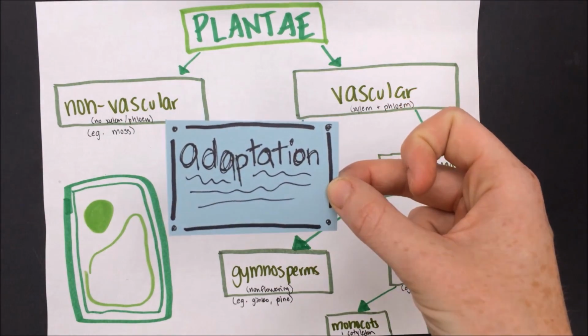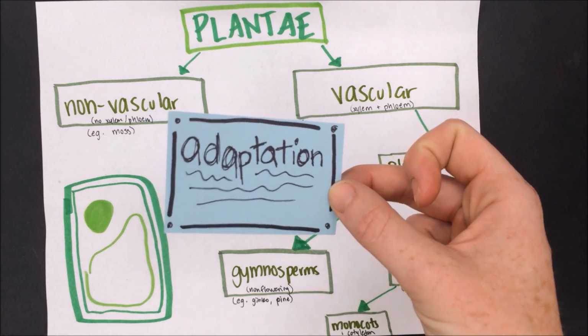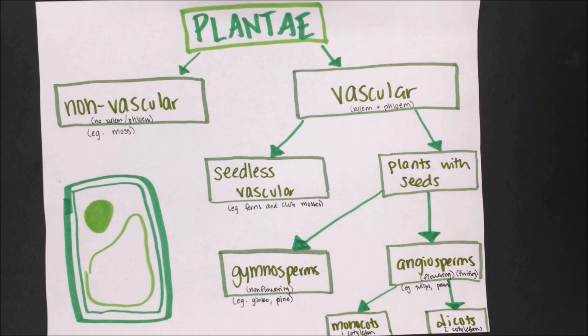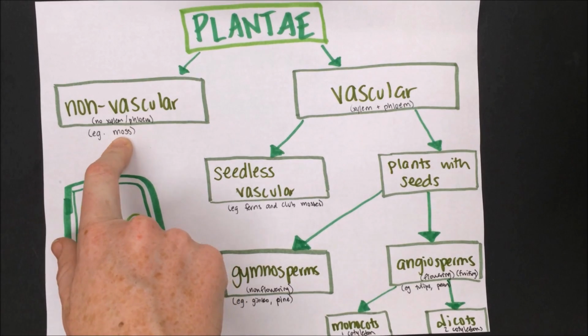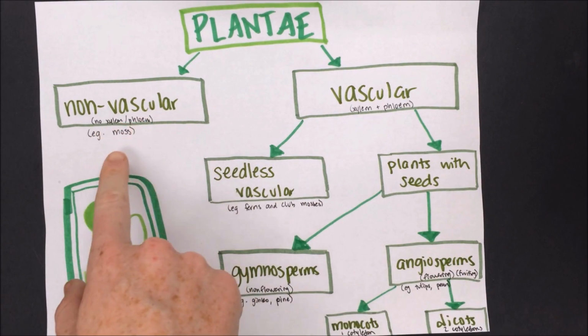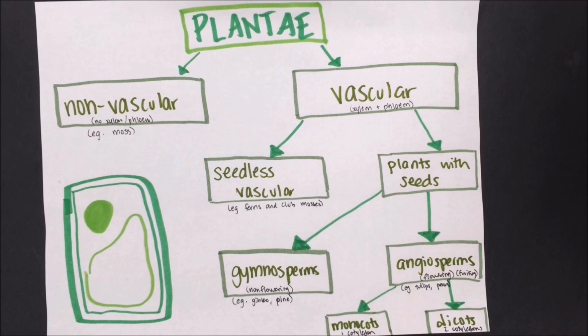Vascular tissue is a helpful adaptation because it allows a plant to grow taller and reach more sunlight and more water. Non-vascular plants that do not have vascular tissues include organisms such as moss. Moss is a very short, fuzzy plant that you might have seen growing on fallen logs or on rocks.